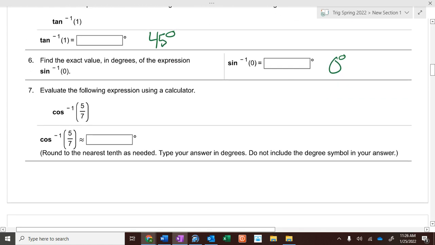Now you have to evaluate with a calculator. If you don't have a calculator, you're up a stream without a paddle. Okay? And you're just floating downstream with nothing. So, what's the inverse cosine of 5/7? Round to the nearest tenth. How many degrees is that?